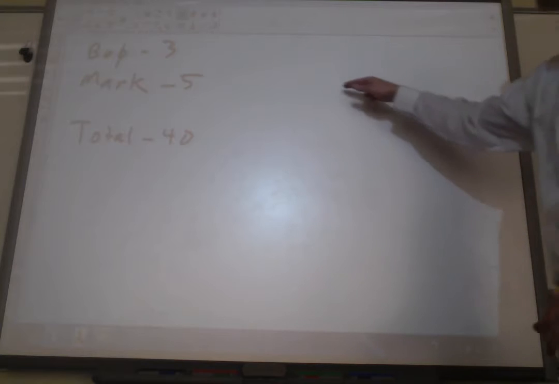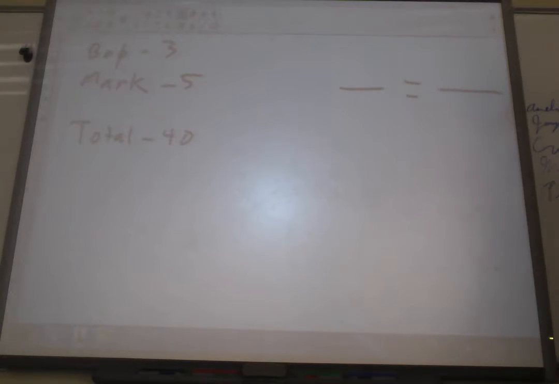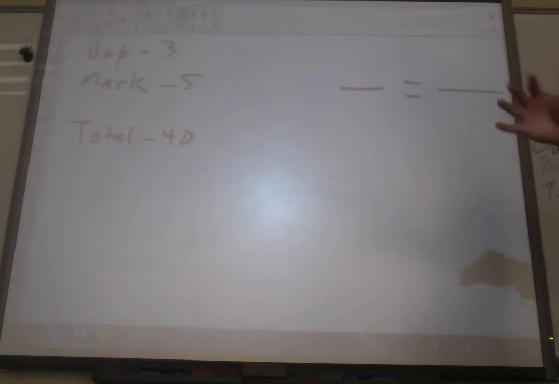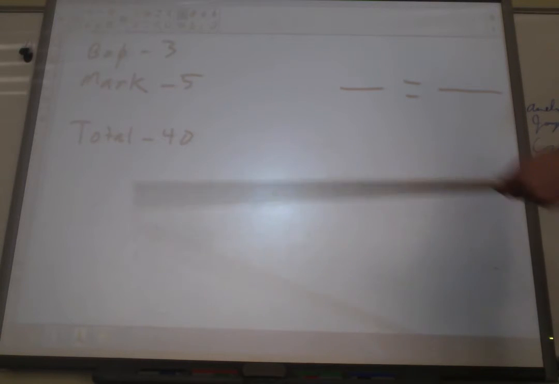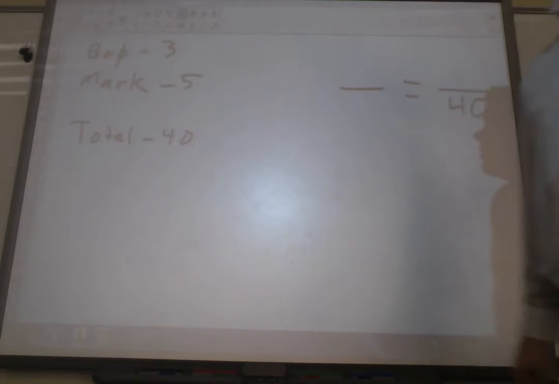In order to solve this, I'm going to be eventually setting up a proportion. But here's how I'm going to do it. Using proportion by parts, I'm talking, again, about the total. I'm comparing part to the total. Well, here's what we have. We have one total here, which is 40. And the other thing we know is that for every 3 votes Bob gets, Mark gets 5.